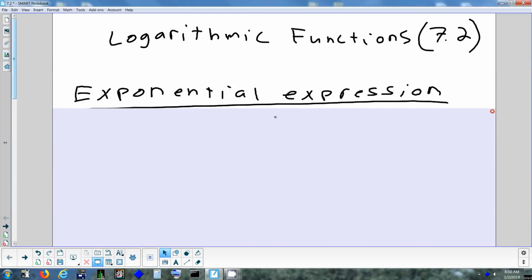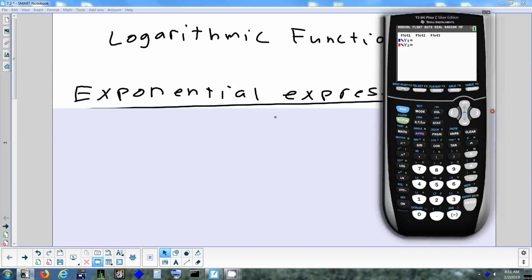All right, so basically logarithmic functions are the opposite of exponential functions. Let me just show you a quick picture of an exponential function. An exponential function starts out very flat, and then all of a sudden it curves up extremely fast. Okay, so exponential functions go up very, very fast. Log functions are kind of the opposite. They go up very, very, very slowly.